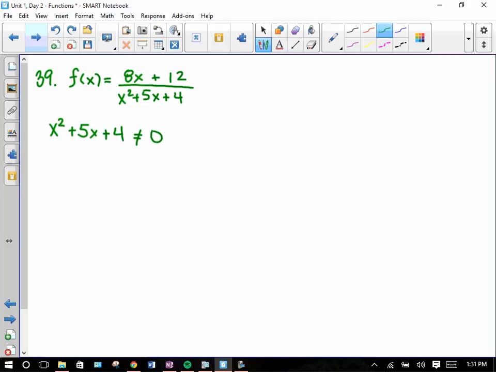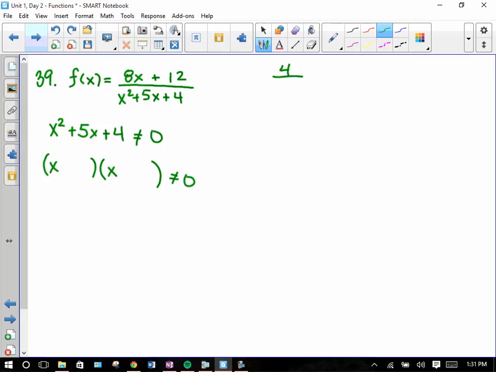Not always, but the first thing you should do when you see a denominator is say, I want to factor it. So, to factor this, what do I do? Well, first of all, my leading coefficient is 1, right? So I know right off the bat, that's cool. That's just going to be x, x. Also, I know this times this can't equal 0. So now I need to find the factors of 4 that add up to 5.